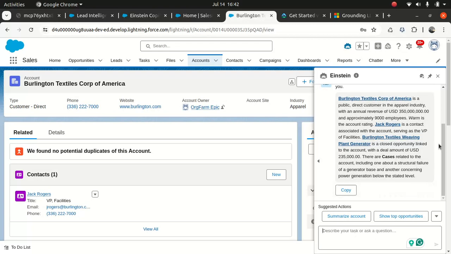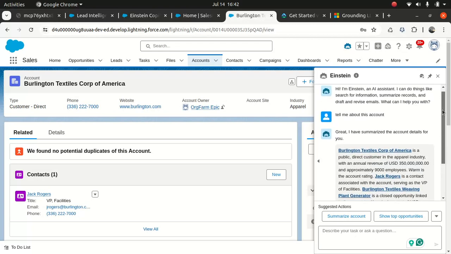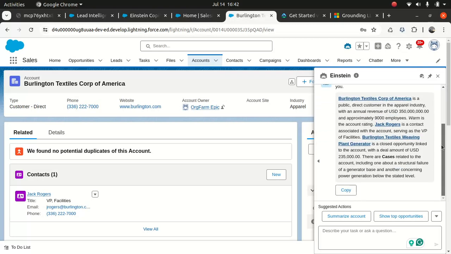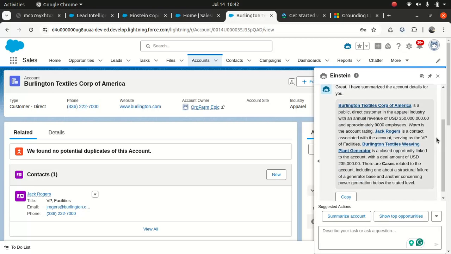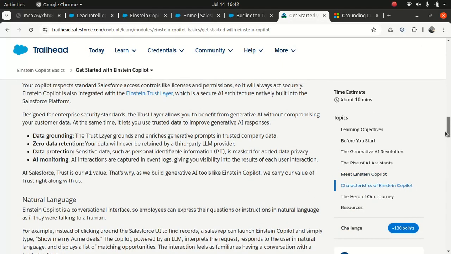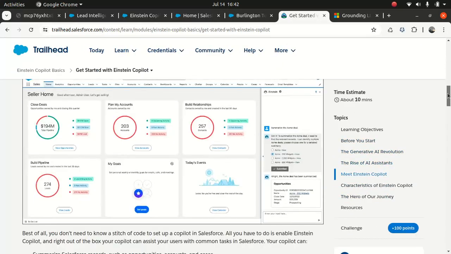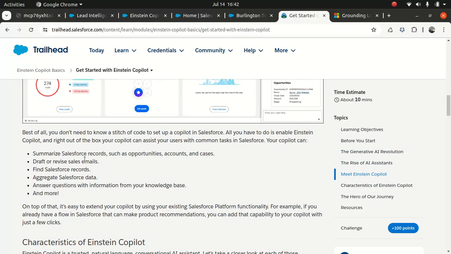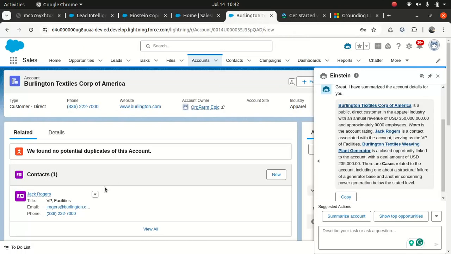Okay, so what I did here, I asked Salesforce Einstein to summarize the account for me. This is one of the capabilities of Copilot. If you remember, I mentioned here, sorry, here, that you can summarize data. Let's have a case number here. Let's see, can you tell me about this contact?